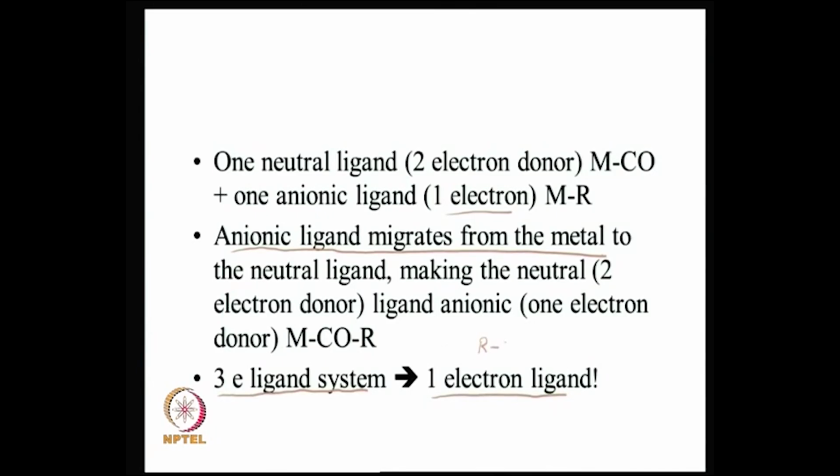So, the RCO group is a 1 electron donor, and the R group is a 1 electron donor, and then the CO group is a 2 electron donor. So, a total of 3 electrons are present on the metal, and finally, you end up with a 1 electron donor on the metal. So, this turns out to be a loss in the number of electrons around the metal, and this is something that we have to bear in mind.